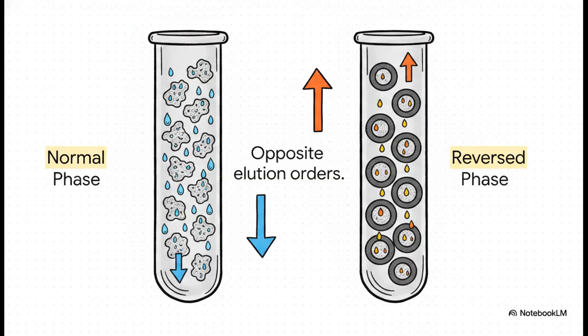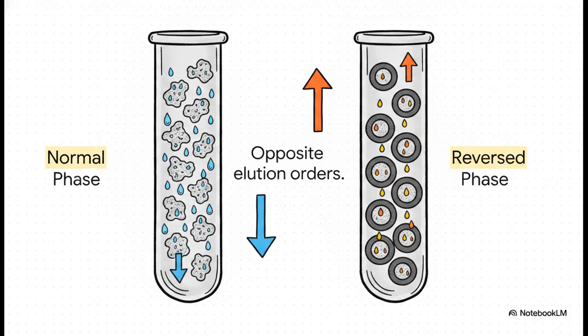But chemists can also create a reversed phase. Imagine taking those silica gel particles and coating them in non-polar paraffin. Suddenly, this reversed phase is lipophilic, meaning it loves fat, and it's non-polar. The craziest part? This generates completely opposite elution orders compared to normal phases.